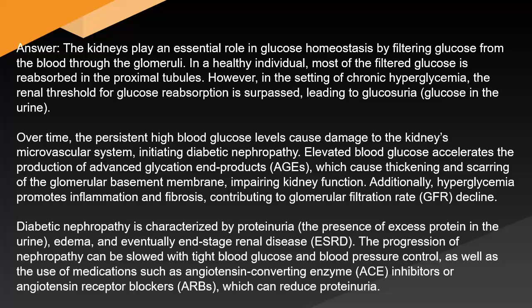Additionally, hyperglycemia promotes inflammation and fibrosis, contributing to glomerular filtration rate (GFR) decline. Diabetic nephropathy is characterized by proteinuria, the presence of excess protein in the urine, edema, and eventually end-stage renal disease (ESRD). The progression of nephropathy can be slowed with tight blood glucose and blood pressure control, as well as the use of medications such as angiotensin-converting enzyme (ACE) inhibitors or angiotensin receptor blockers, ARBs, which can reduce proteinuria.